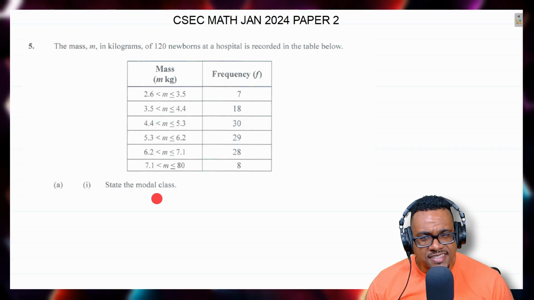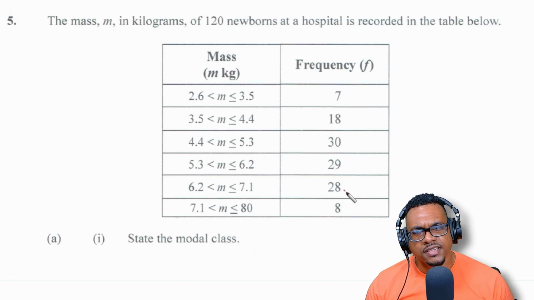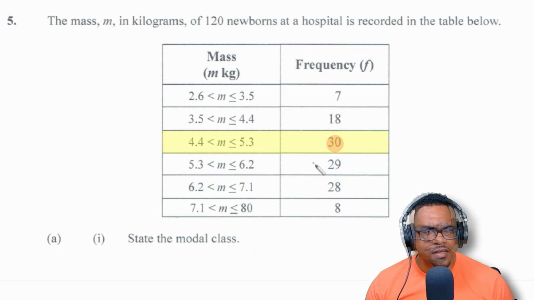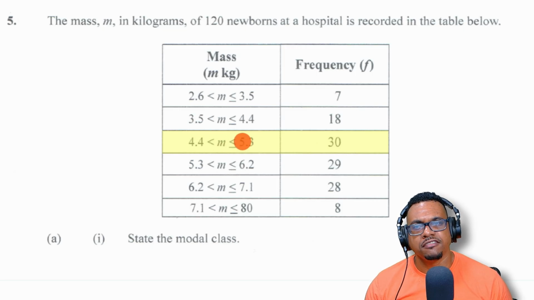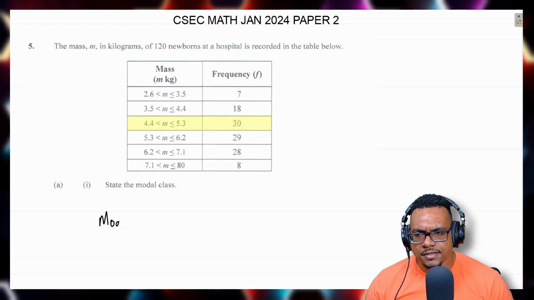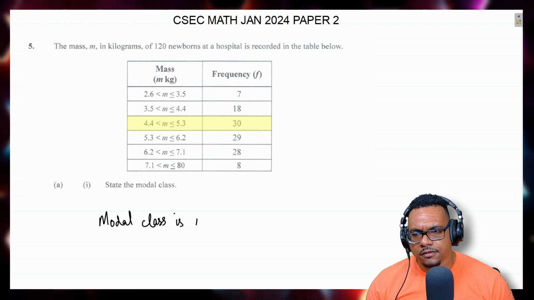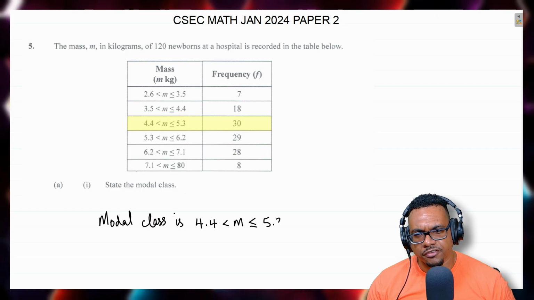So that will be the class interval that has the highest frequency. So we look at the frequency column, the highest frequency is 30. Therefore, this class interval would be the modal class: the mass greater than 4.4 kilograms and less than or equal to 5.3 kilograms. So my modal class is 4.4 is less than the mass, which is less than or equal to 5.3 kilograms.